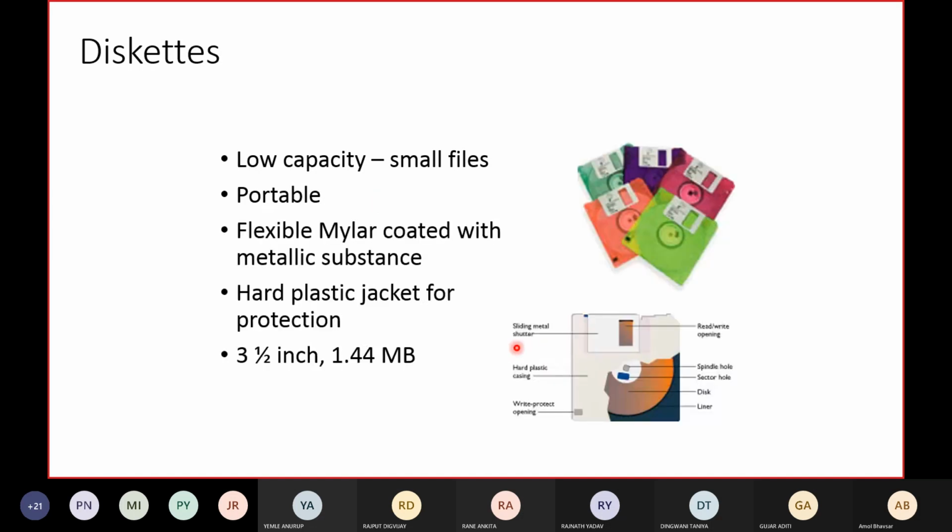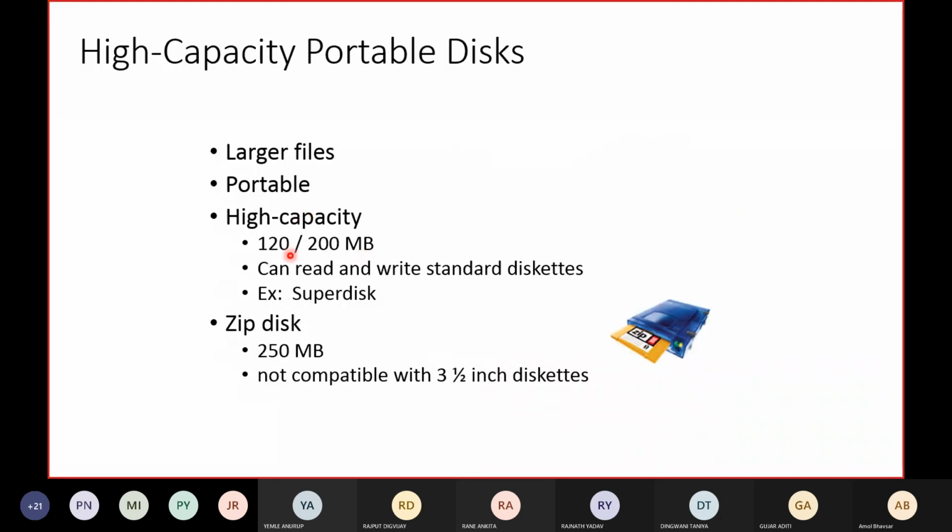This is the floppy disk we have. The size of this floppy is 3.5 inch. With all large files, it can store up to high capacity portable disk. This disk is a very high capacity, which can store 120 to 200 MB of data. Okay, but the only thing is you need to purchase this external portable device to get the data from the floppy disk. Okay, so that's why it is very costly.